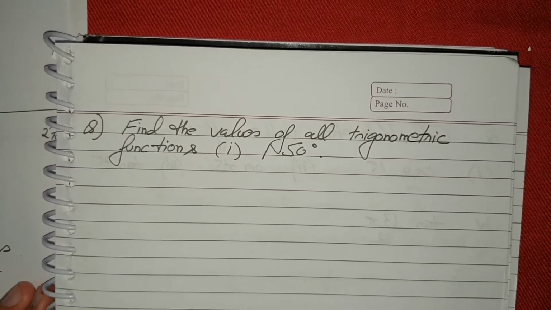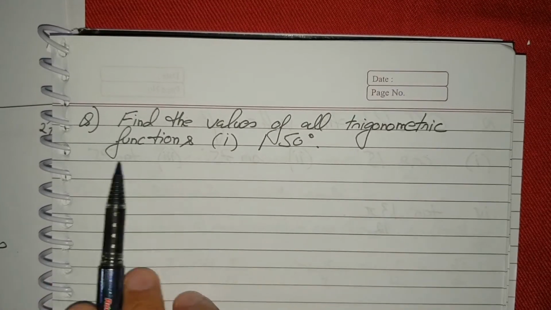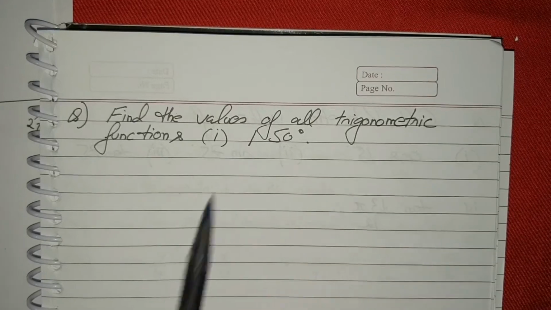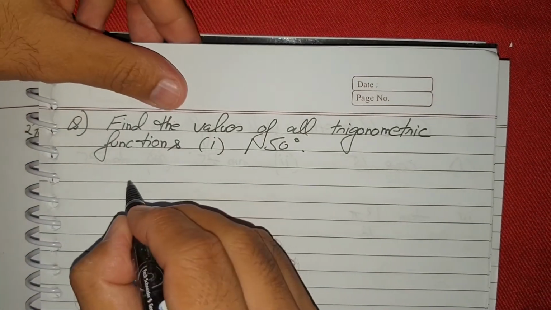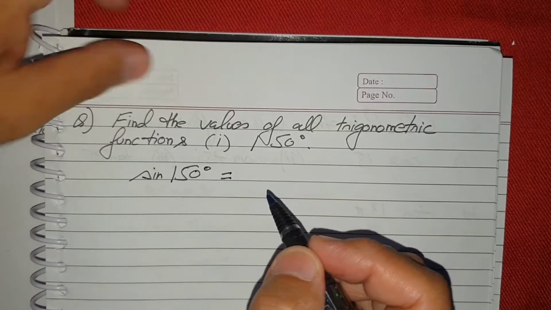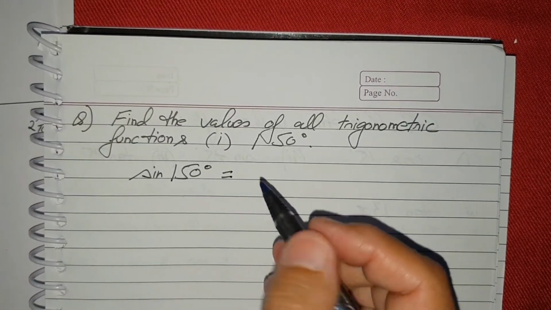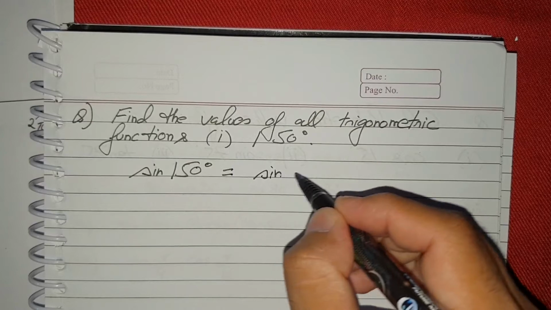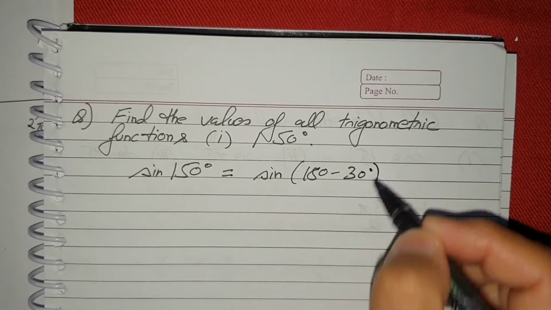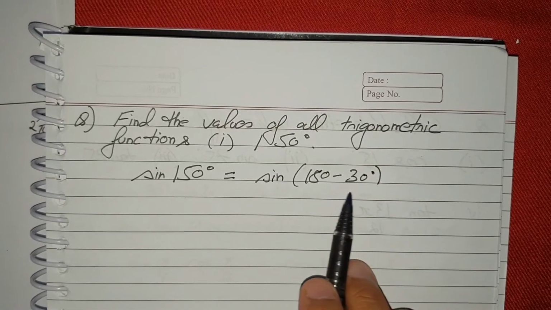Okay, so now next example. Find the value of all trigonometric functions. Now the question is 150 degree. Okay, so we shall start with sine. Sine 150 degree. Actually, what is sine 150? Sine 150 degree is sine 180 minus 30 degree. You can write 150 as 180 minus 30.